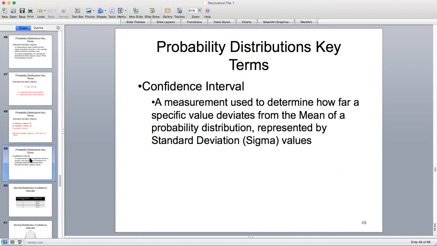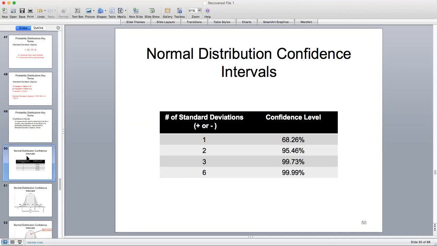Now we're going to discuss the confidence interval, which ties all of this together. Confidence interval is a measurement that's used to determine how far away a specific value deviates from the mean, represented by the standard deviation values. Here's a table that shows you how many standard deviations exist and the confidence level. When we have 1 standard deviation, that's plus or minus from the mean. In other words, 1 standard deviation greater than and 1 standard deviation less than. All of the range of values within a distribution would represent 68.26% of all of those values.